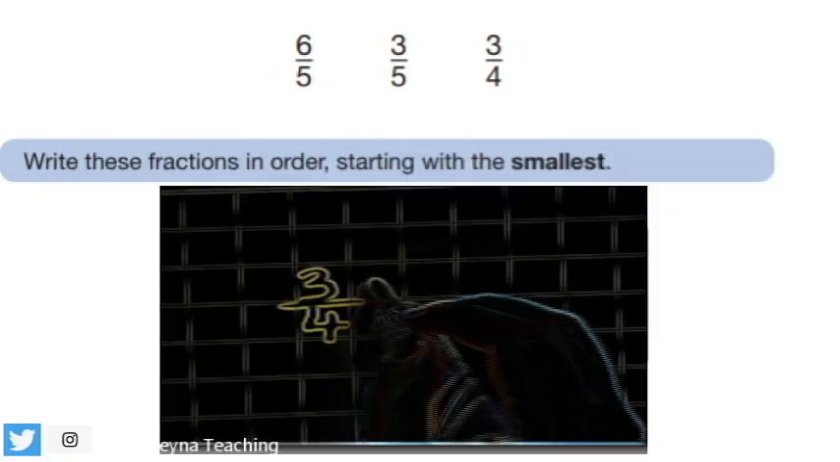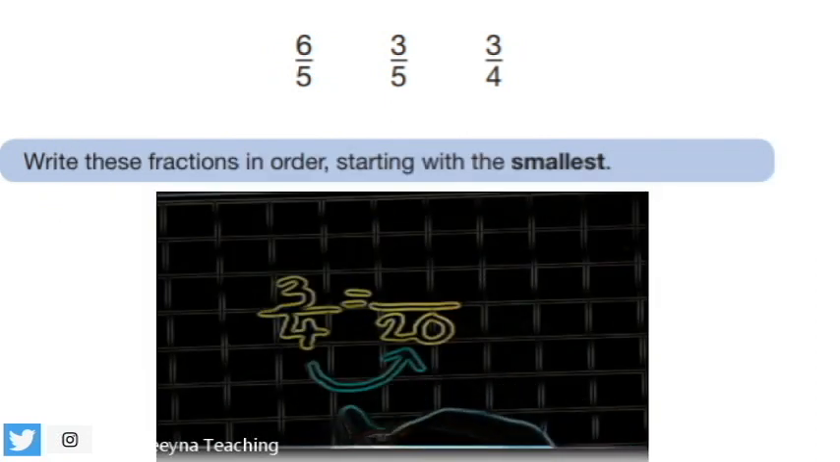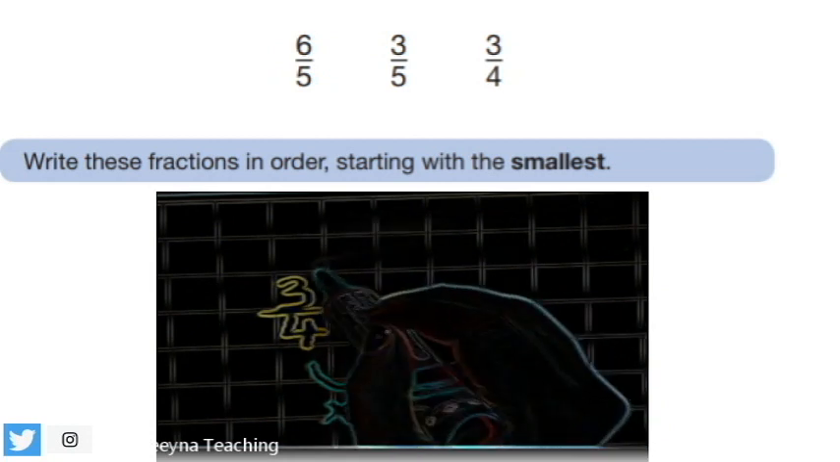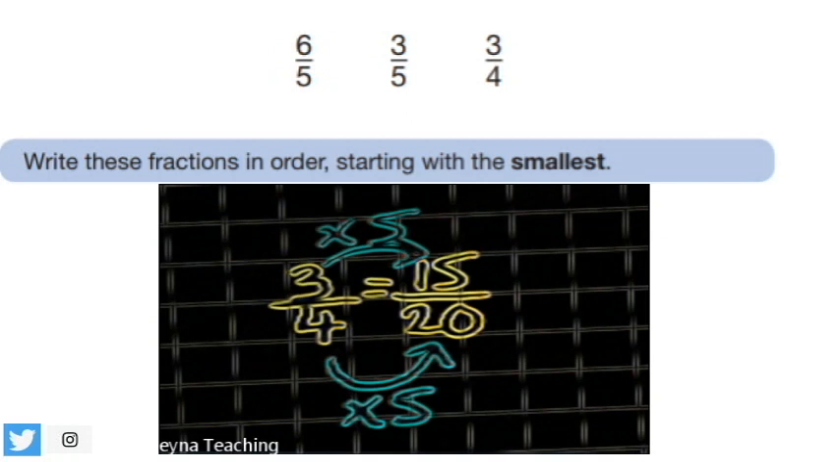The final fraction is 3/4. I multiplied the 4 by 5 to get to our common denominator, which is 20. Now, as I've multiplied the denominator by 5, I also have to multiply the numerator by 5, which makes 15. The new fraction reads 15 over 20.